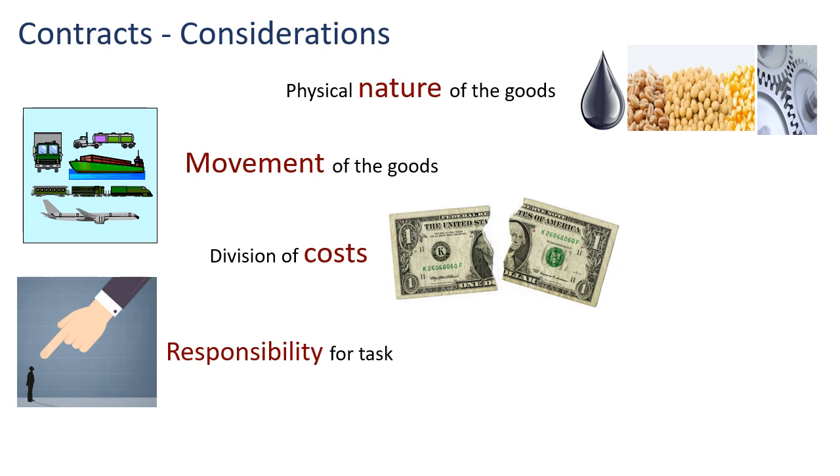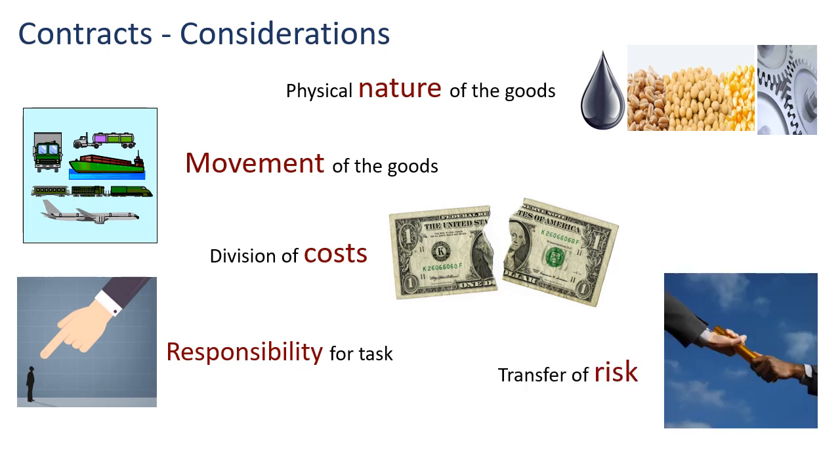Responsibility for the task can be different from the division of cost. Even though party A is bearing the cost, it can be that the responsibility for completing that task could be with the other party. So this needs to be mentioned specifically.